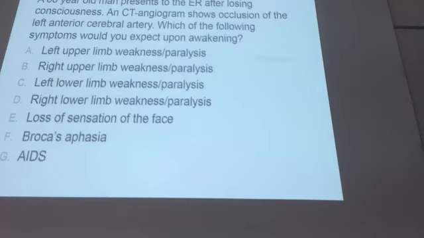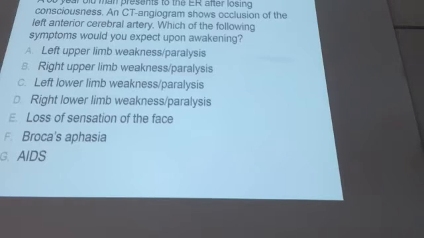A 60-year-old man presents after losing consciousness, and CT angiogram shows occlusion of the left anterior cerebral artery. Which of the following symptoms would you expect on awakening? The left ACA supplies which part of the brain? The medial aspect. And what's on the medial aspect? The lower limbs. So this is going to be a lower limb answer. Is it sensation or motor? Both. Perfect.